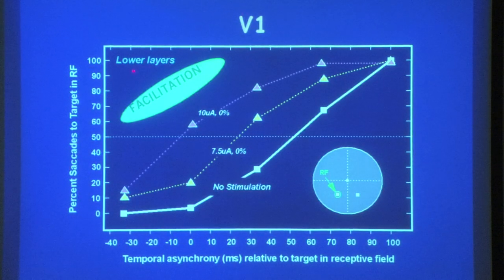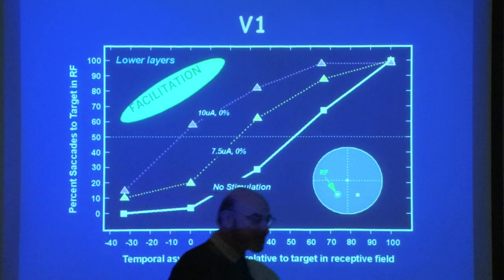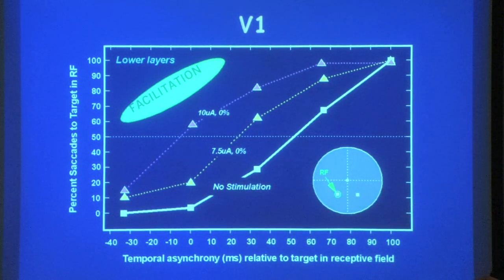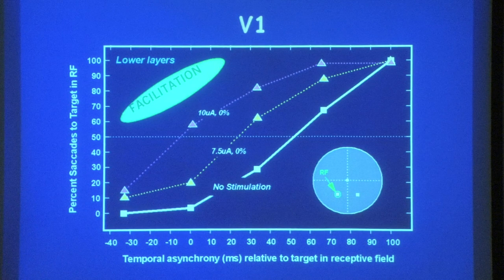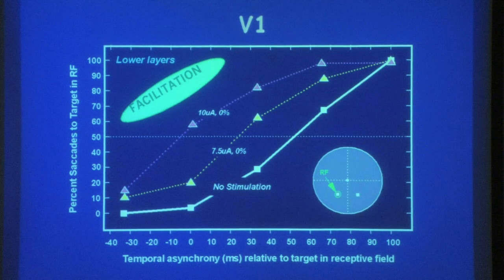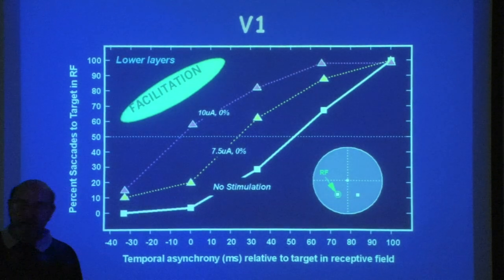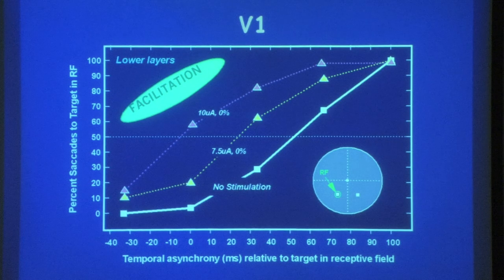Got it? All right, so here's an example in the lower layers of V1. Remember, in layer 6 of area V1 is where you have your complex cells that project down to the superior colliculus. So here, if you stimulate at subthreshold levels, and some of these are very low levels, only 7.5 and 10 microamps, really very, very fine currents, which in themselves don't elicit an eye movement. If you do that, the stimulation created a highly significant facilitatory effect. This is in the lower layers.